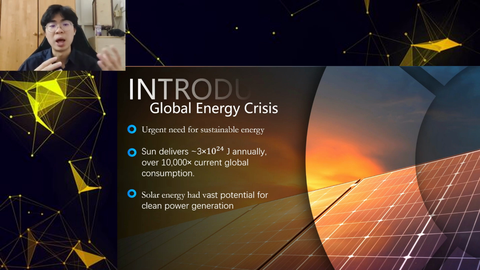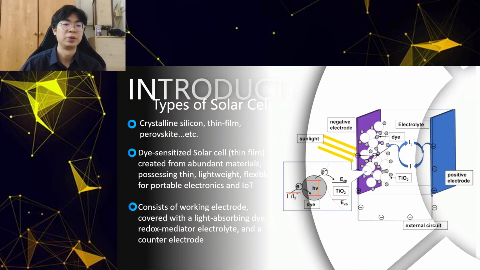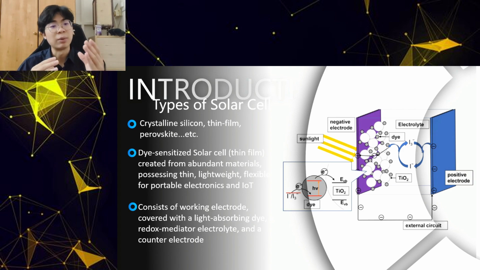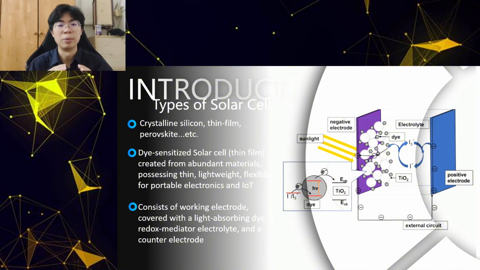In harvesting solar energy, many solar cells have been invented, such as crystalline silicon, thin film, perovskite, and many more. DSSC, also called dye-sensitized solar cell, which is the topic of my title, is a type of thin film solar cell. It is created from abundant and inexpensive material, and used in portable electronics and IoT due to its lightweight, thin, and flexible characteristics. The DSSC consists of a light-absorbing dye, an electrolyte, a working electrode, which is the positive, and a counter electrode, which is the negative electrode.